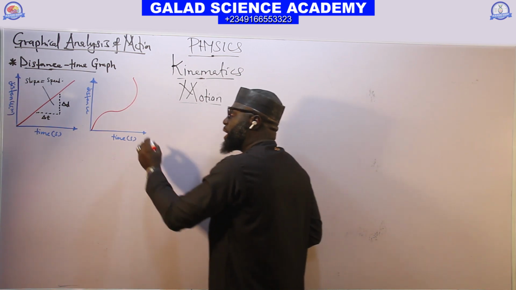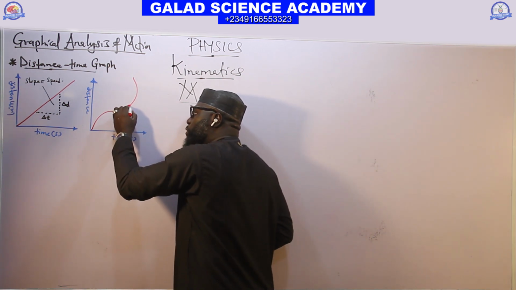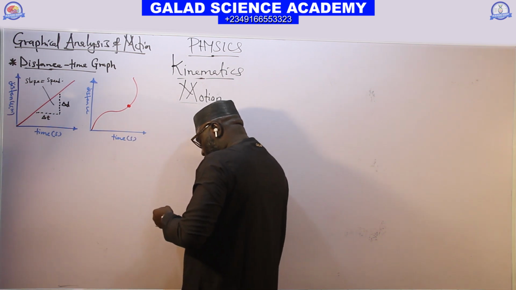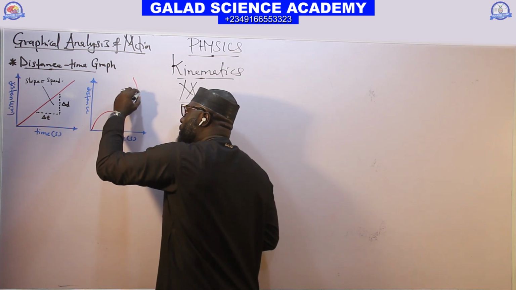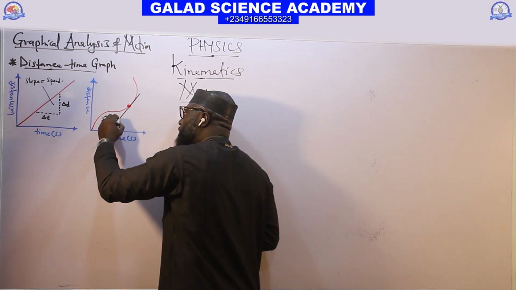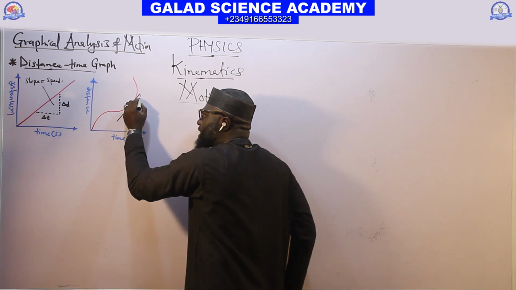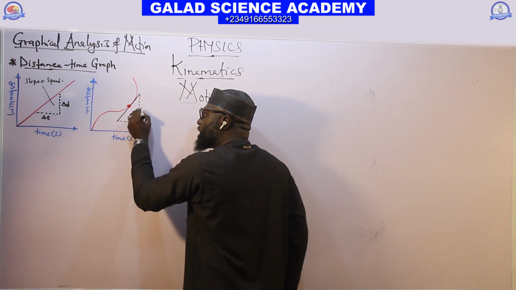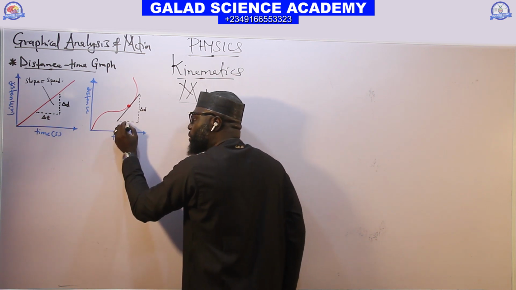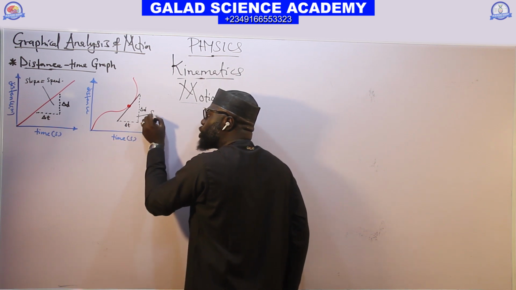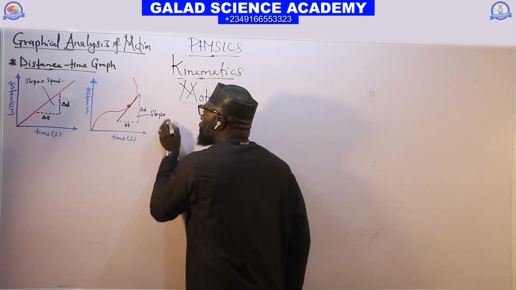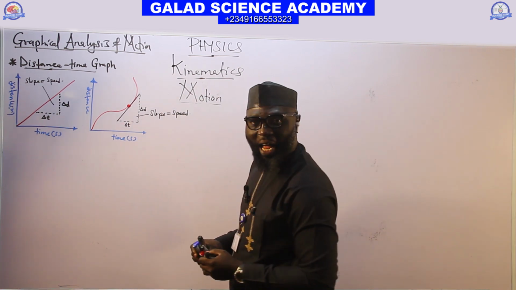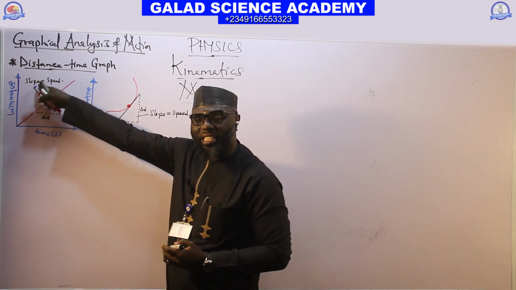And if you draw the curve in this form, this is not a straight line. But to get the slope of this curve, we need to draw a tangential line. So if you draw the tangential line in this form, through this tangential line you will get the gradient of the curve. Here is change in d, and here we have change in t. The slope for this curve will be speed, because speed is change in distance against time.